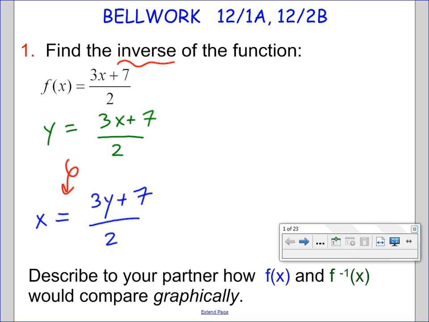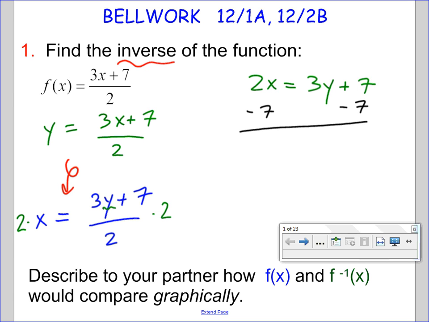And so there, we've inverted the position of x and y, and now we're going to solve for the new y. So depending upon where that new y is, you'll use a different series of inverse operations. It looks like to me the best first step would be to multiply both sides by 2. That'll get rid of the fraction. Followed by a subtraction of 7 from both sides. And lastly, it looks like we can divide both sides by 3 to finish it out.